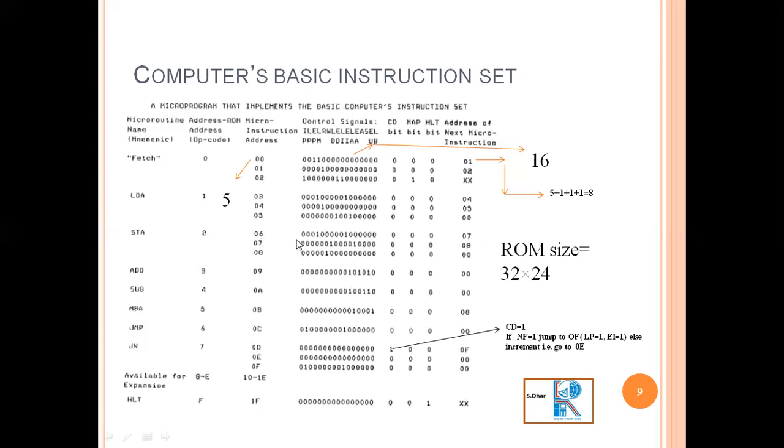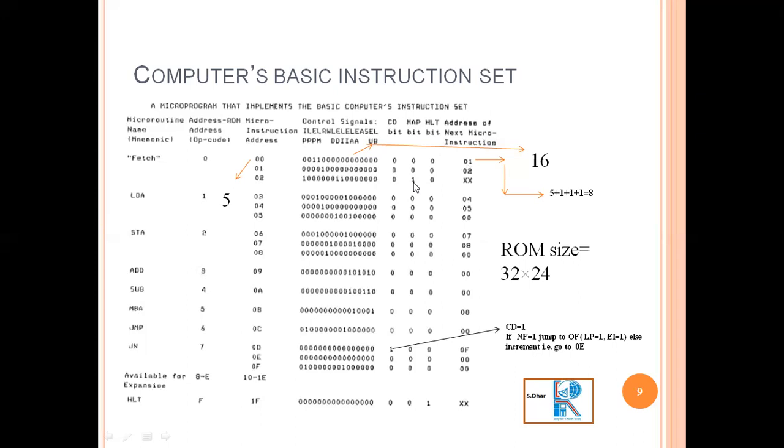Because see, in each address, one or two or more micro instructions are activated. That means at that instance, that micro instruction will be activated and all others will be 0. Now see here, when CD is 0 and map is 0, both are 0, the processor will jump to the address written here. That means 01, it will jump to 01; 02, it will jump to 02, if CD bit and map bit both are 0.